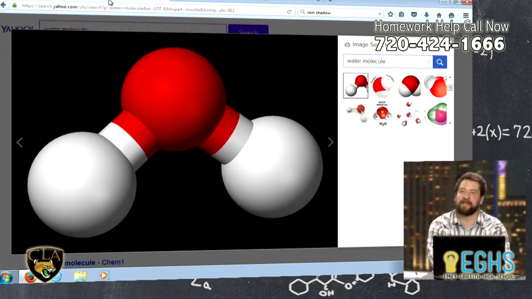Whereas if you have, once again, something like water or sugar, which is carbon, hydrogen, and oxygen, or methane, which is carbon and hydrogen, or salt, which is sodium and chloride, anytime there's a mix of more than one element and those atoms are bonded together, you're going to have a compound.